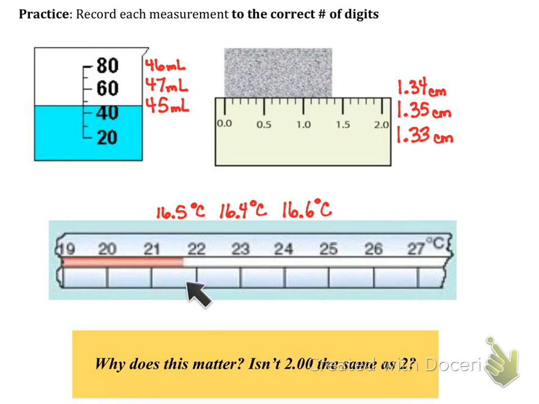Okay, so the last one is a thermometer. And what do we know about this measurement? So the red line is what we're measuring. This one's 21. This one's 22. All I know for sure is that it's somewhere between 21 and 22. And we are going to estimate that last digit.